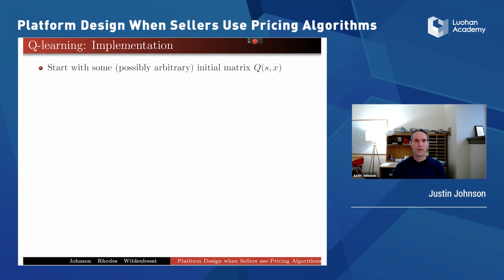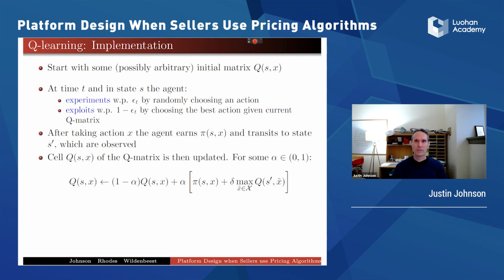So how can I learn it? And you learn it in the following way. You start with some arbitrary matrix. Okay, say I don't know anything, but I'll just start with this arbitrary matrix. And then what you do at time t and in state S is you basically flip a coin, and with some probability epsilon t, you're going to randomly choose an action, and otherwise you're going to choose whatever action is best according to the current Q matrix.